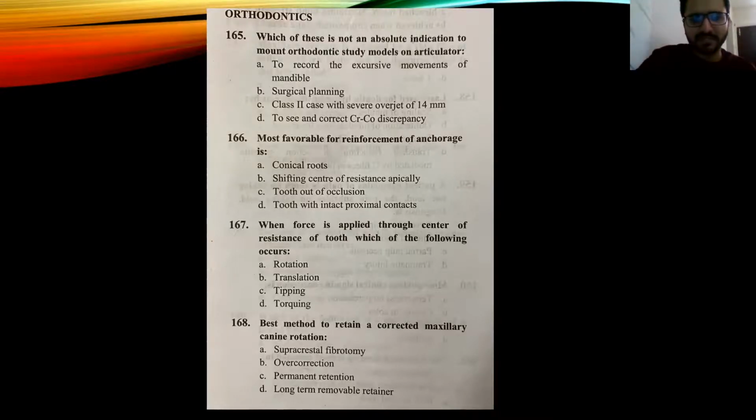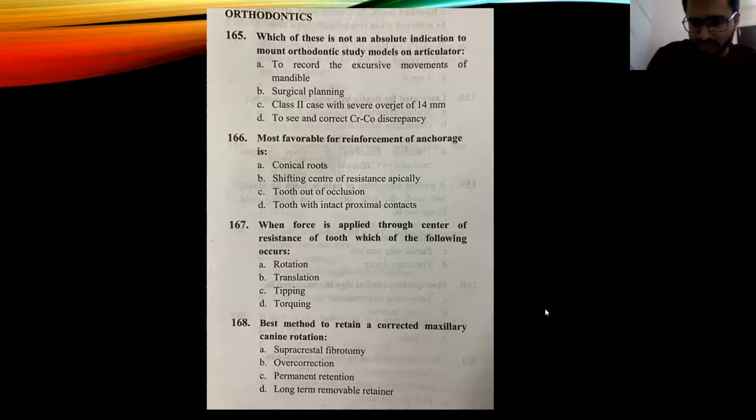Fourth option is to see and correct CR-CO discrepancy, that is centric relation and centric occlusion discrepancy. For this, you have to mount it on an articulator. So the answer has to be C. Class 2 with severe overjet of 14 millimeters. All the other three are absolute indications of articulating your cast. Now the next is, which is the most favorable for reinforcement of anchorage?